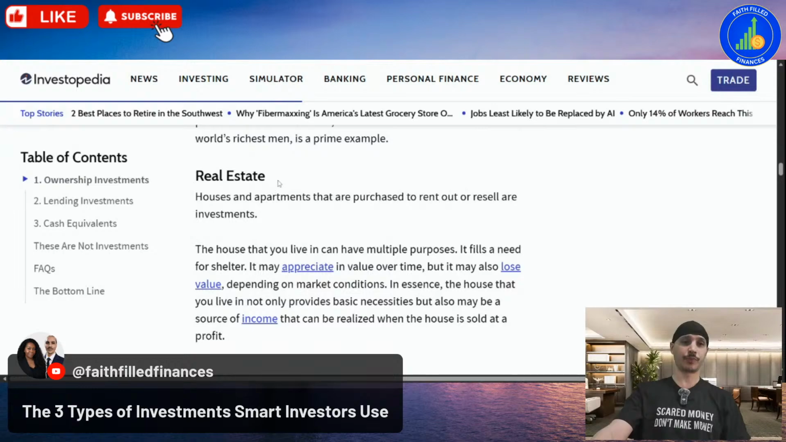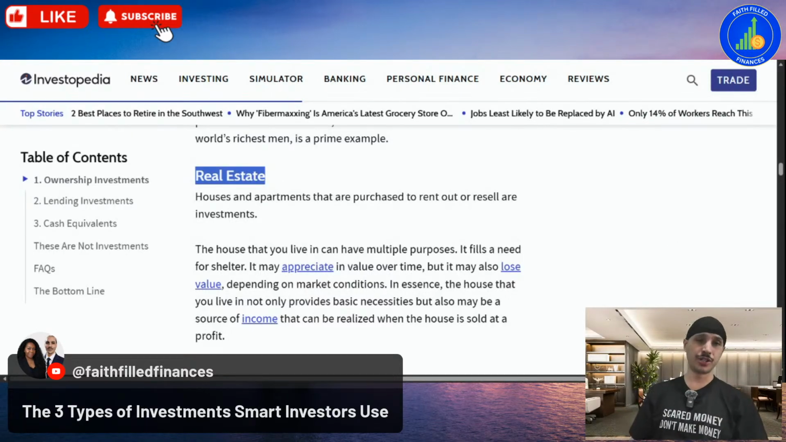Real estate. Real estate also is under ownership. Ownership is the first type of investment. So far, we've covered stocks, we've covered business, and now we are covering real estate.